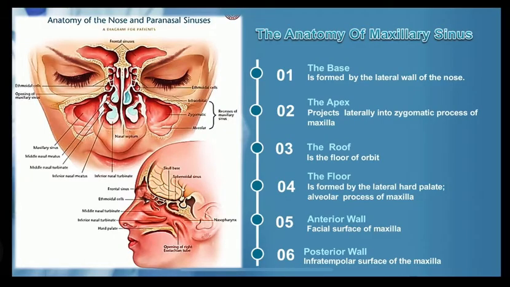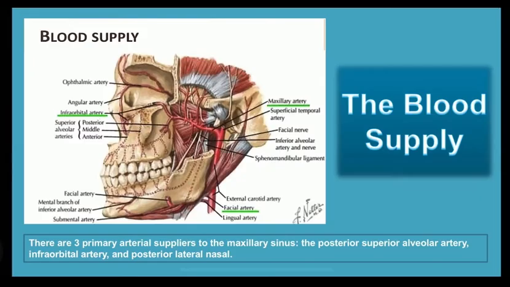Second, we have the anatomy of the maxillary sinus. First, we have the base, which is formed by the lateral wall of the nose, and the apex, which projects laterally into the zygomatic process of the maxilla. The roof, which is the floor of the orbit; the floor, which is formed by the lateral hard palate and alveolar process of the maxilla; the anterior wall, which is the facial surface of the maxilla; and finally the posterior wall, which is the infratemporal surface of the maxilla.